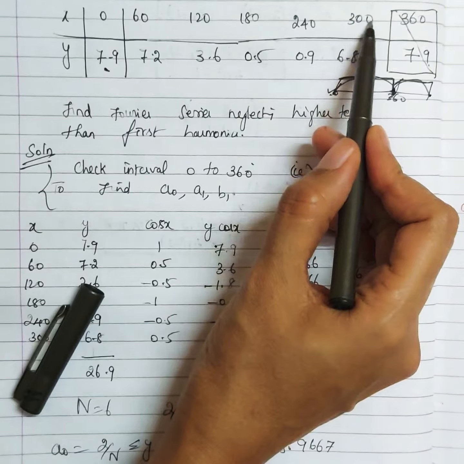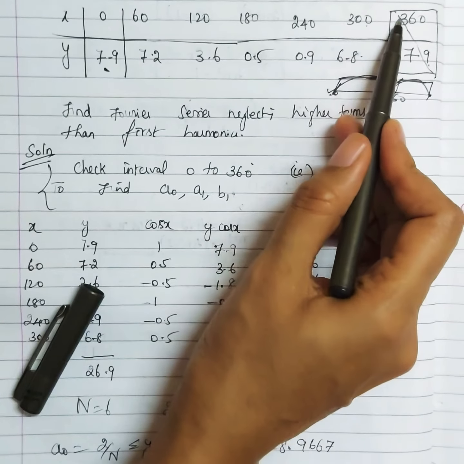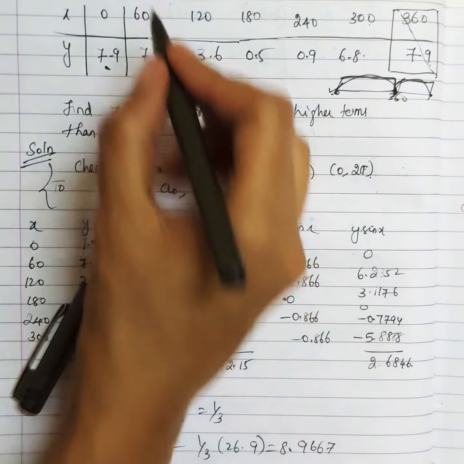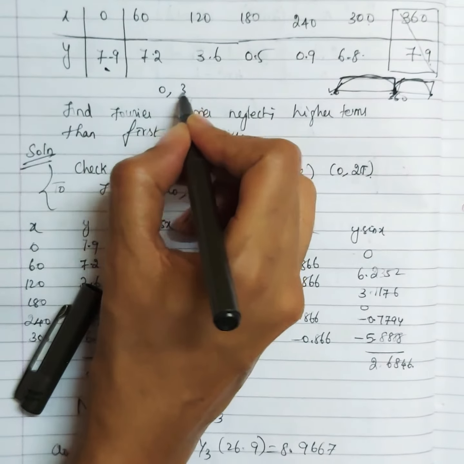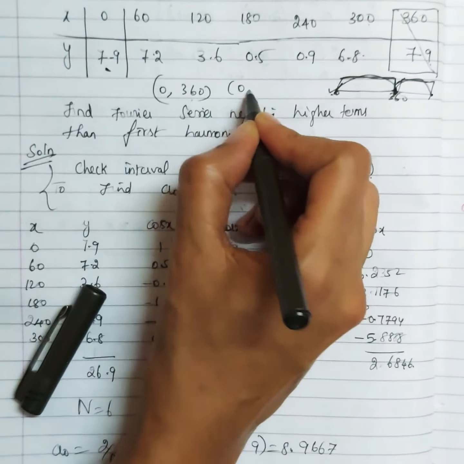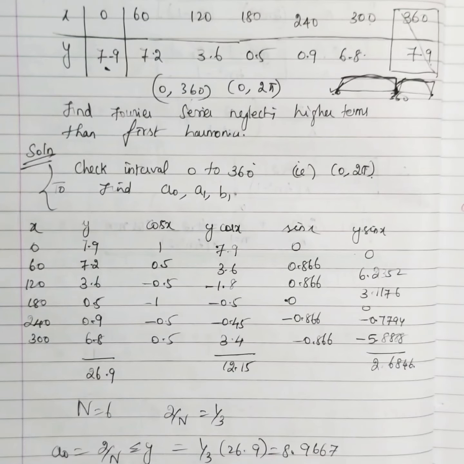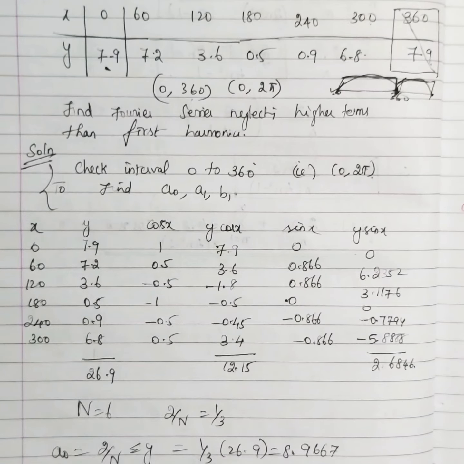So you're going to check this, what is the distance, and after this what's going to be the next point. So next point is 360. So 0 to 360 means it is 0 comma 2 pi. So 0 comma 2 pi means it's a full range. So the moment you see the question, you just fix first whether it's a full range or half range.